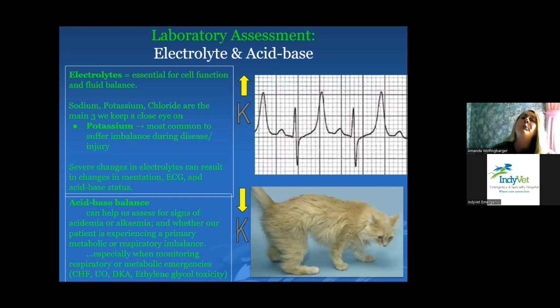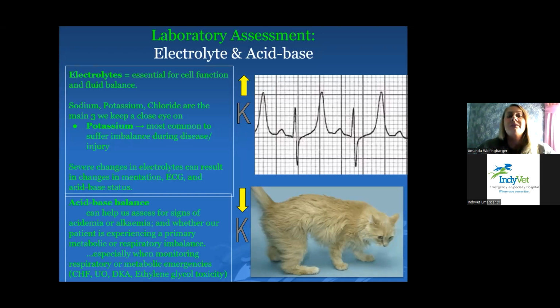Severe changes in electrolytes can result in changes in their mentation, their ECG, and their acid-base status. So why did I include this cute little ECG at the top? I just want to show how we need to look at both ends of the spectrum in our hypo and hyper electrolyte imbalances. So hyperkalemia, tall tented T waves, we'll see these a lot in our blocked kitties. Their potassium doesn't have anywhere to go, so it's just building up. In our Addisonian kids, a lot of times we'll hook them up to an ECG and they have a high potassium, tall tented T waves.